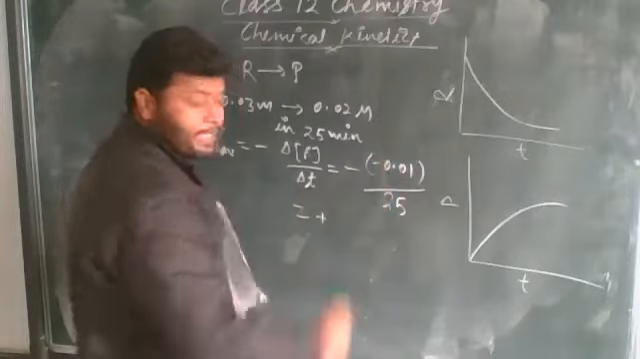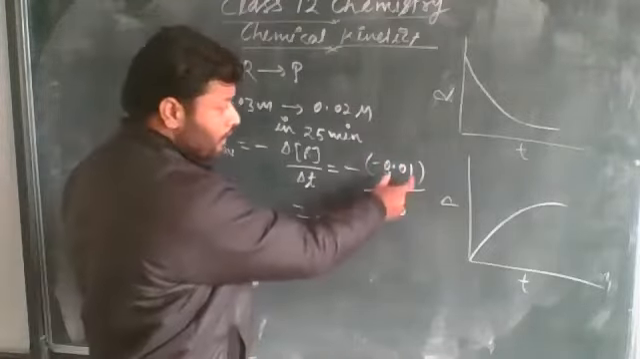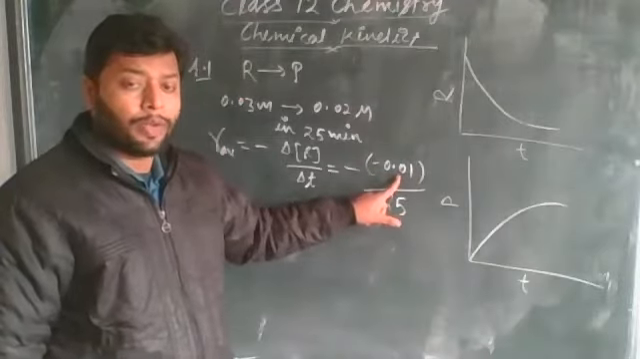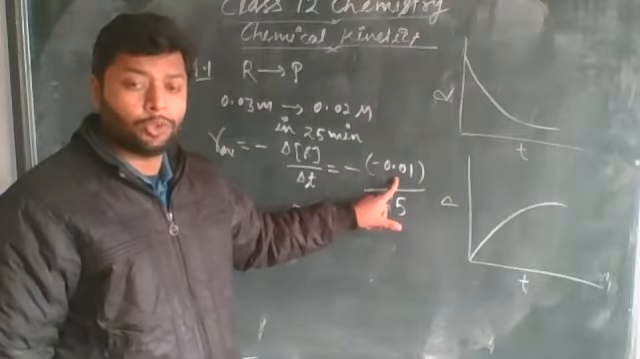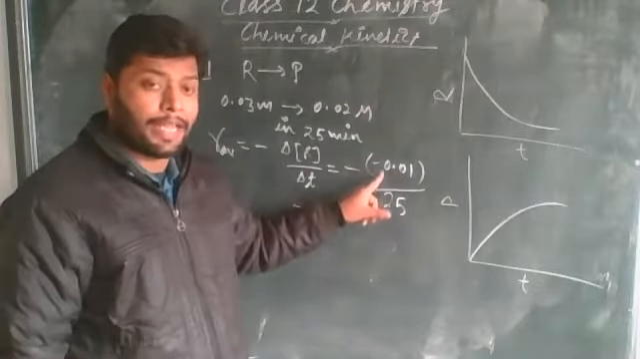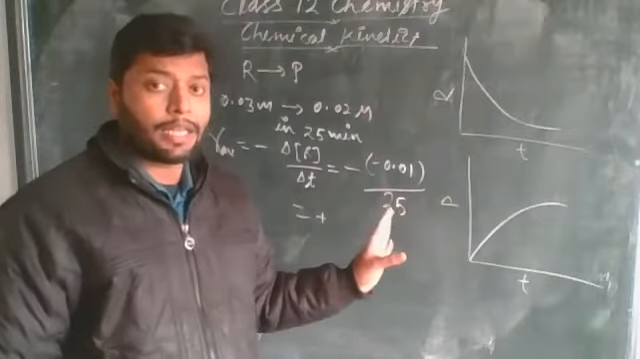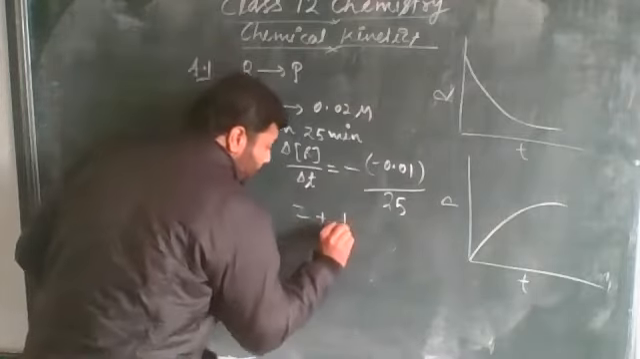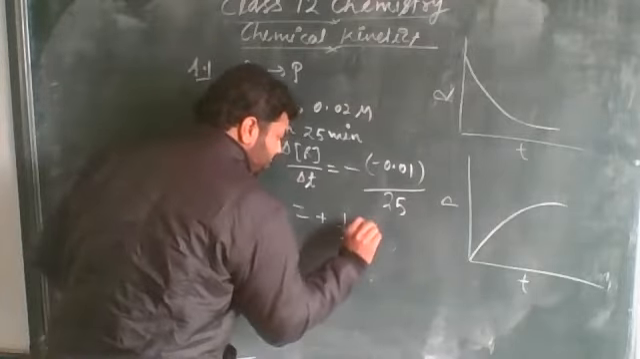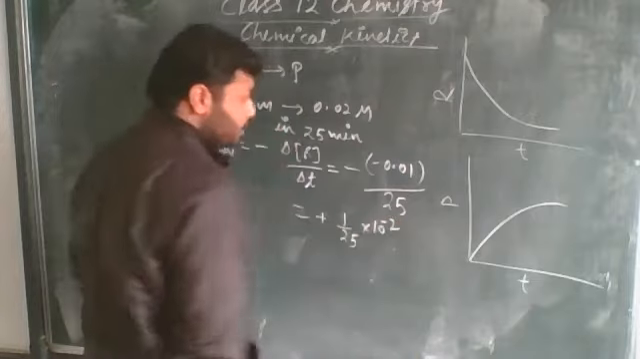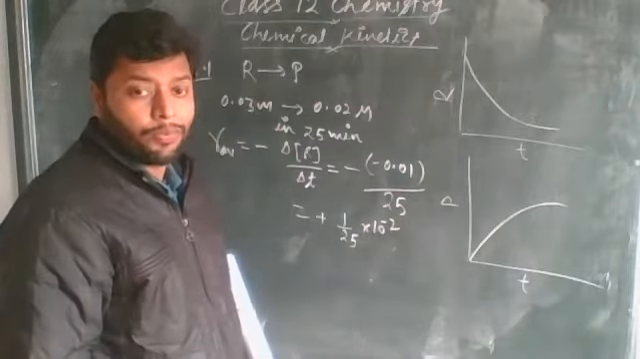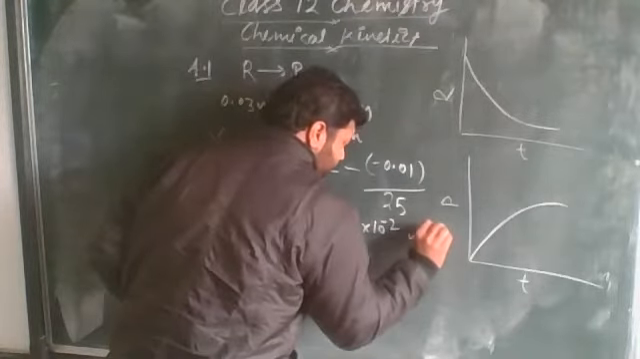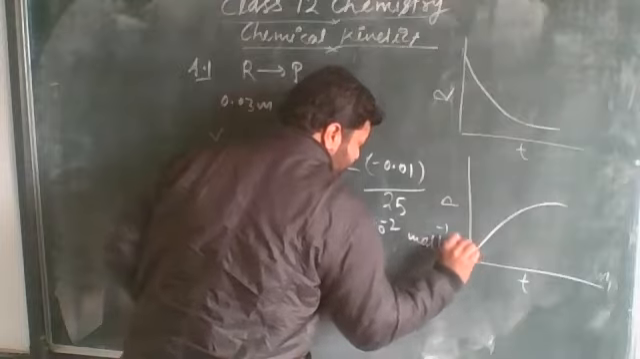You can see the condition: 10 to the power minus 2. So 1 into 10 to the power minus 2 divided by 25, you can solve the value, which will give you 1 upon 25 into 10 to the power minus 2 mole per liter per minute.